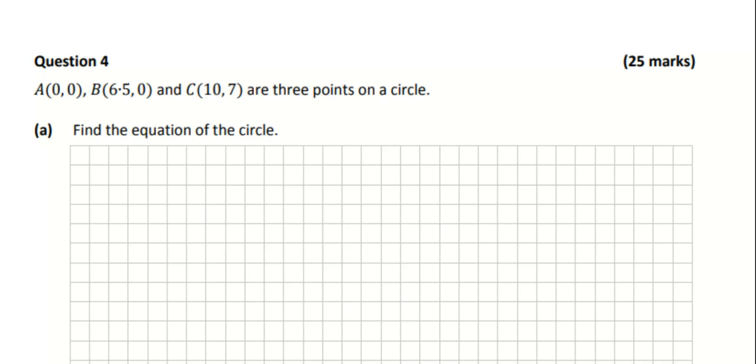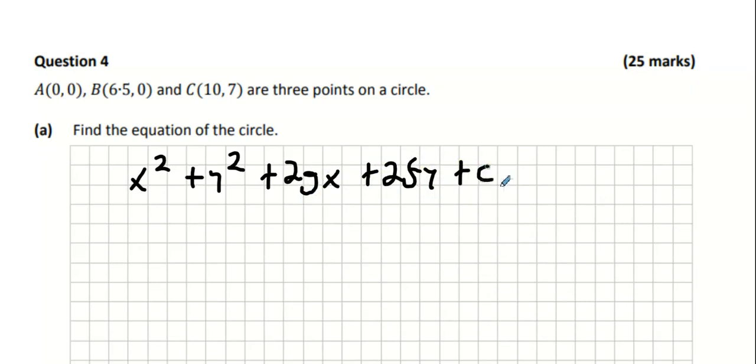We have the 2017 Leaving Cert Paper 2 question 4, and we're given 3 points on a circle. When we're given 3 points on a circle, we generally set up the general equation like so. And what we can do here is we know that the point (0, 0) is on this equation.